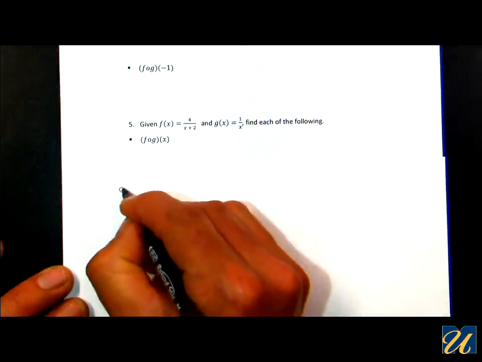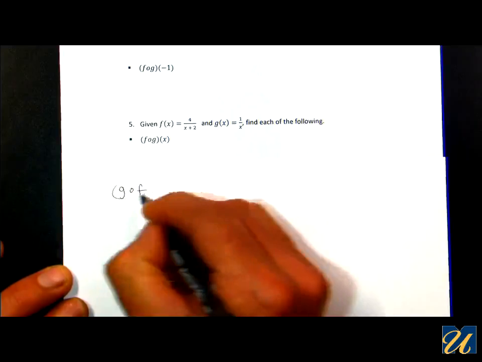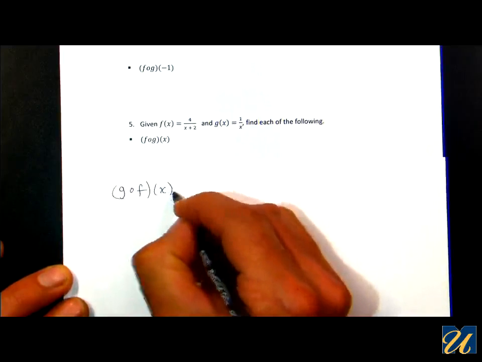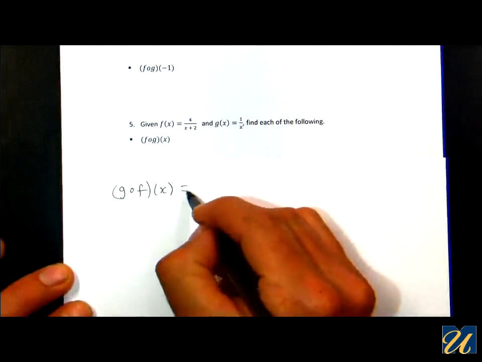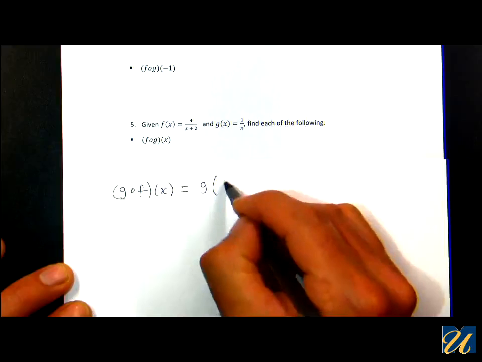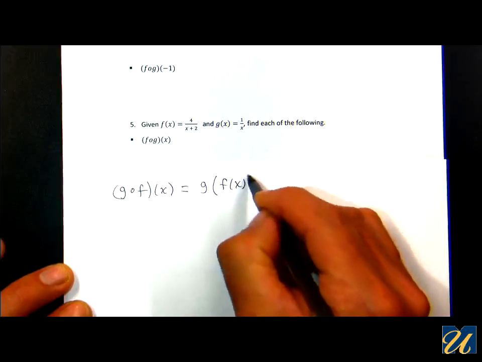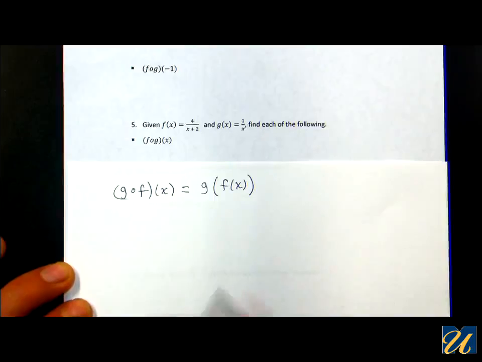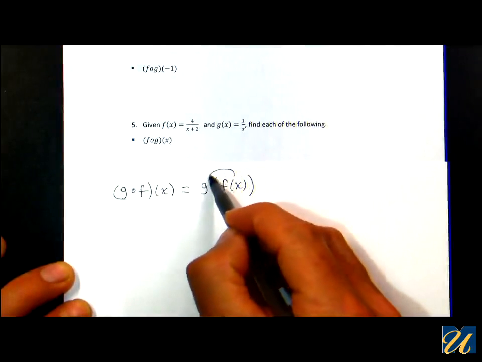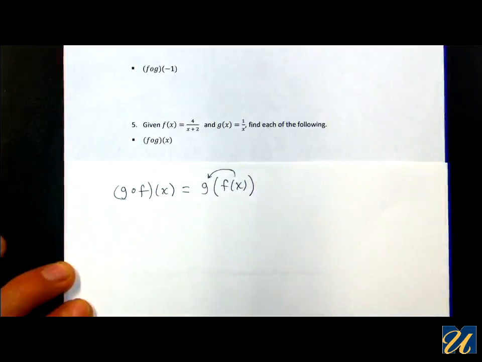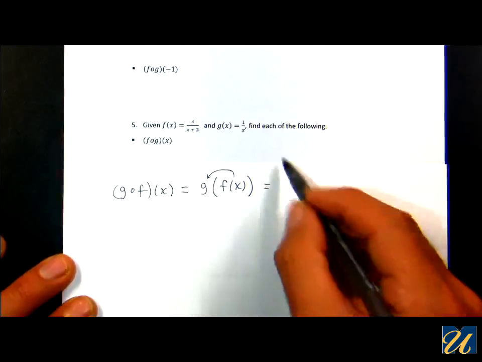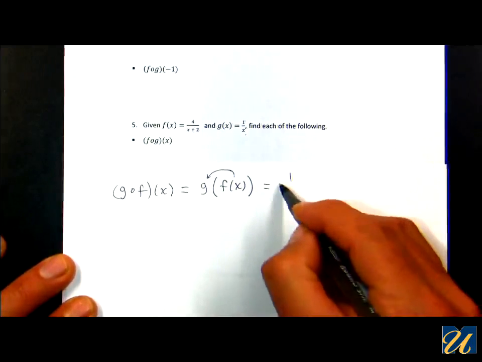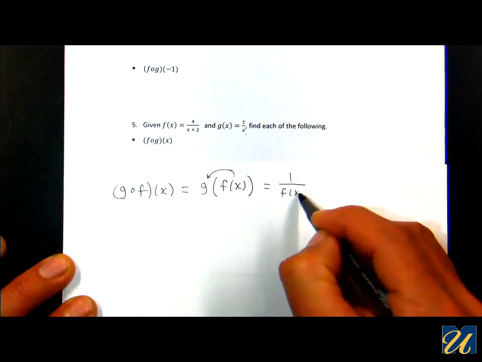Let's make a small change then, and let's do g compose f at x. This way would be a little bit different than the PowerPoint. So the better notation means g of f of x. Okay, that means we're going to put the f of x function into the g of x function. So g of f of x, since g is 1 over x, it's now 1 over f of x.